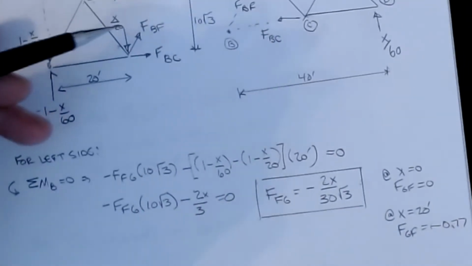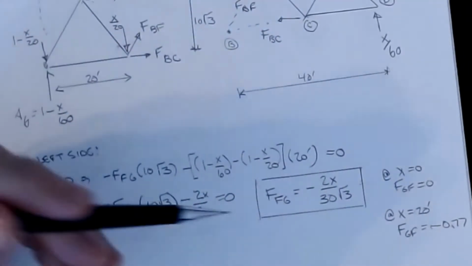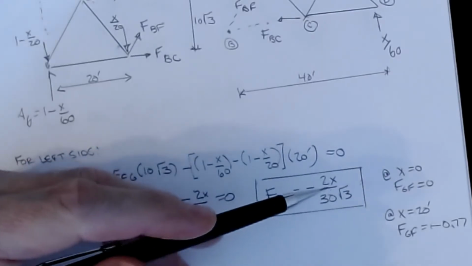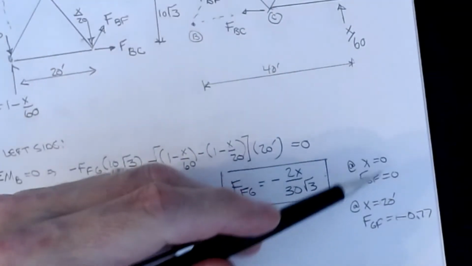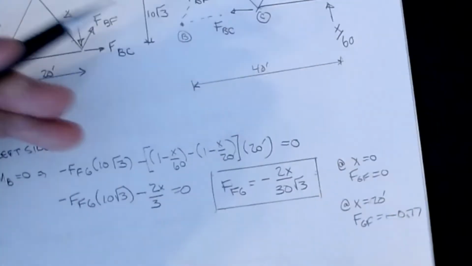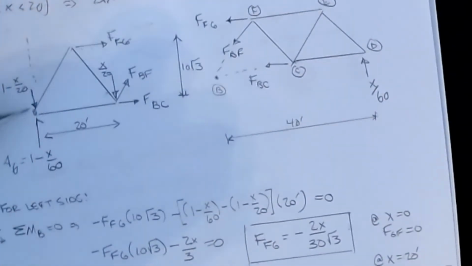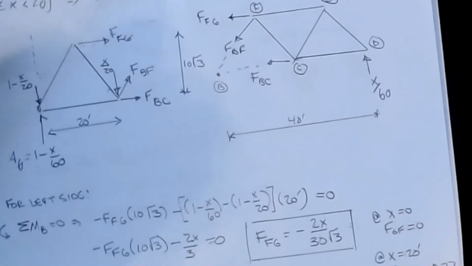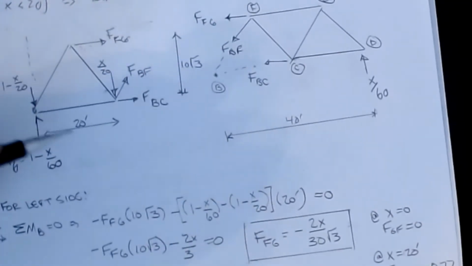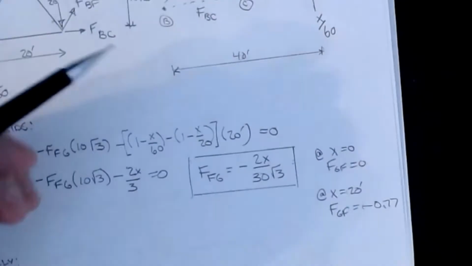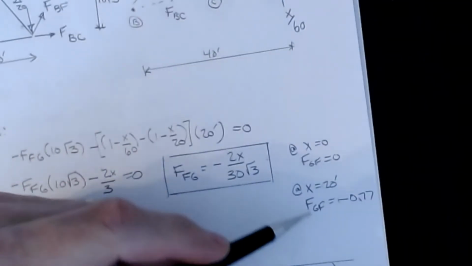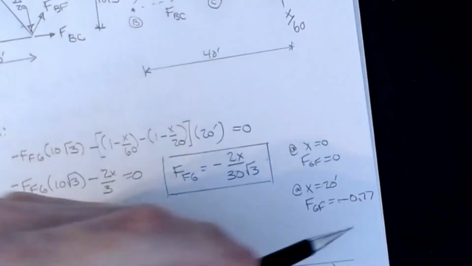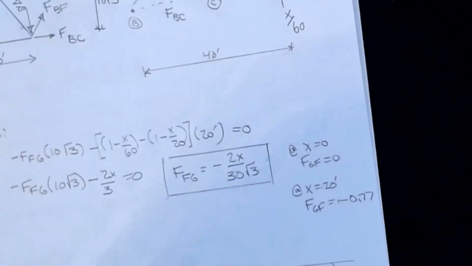And so we can see that for the first span in this interval, FFG is going to be minus 2 times x over 30 square root of 3. Which basically means that when x is 0, FFG is 0, and that should make sense, right? We're looking for a force here, but if my load is sitting at this point, all the load goes into the support, nothing shows up in this member. So that jives. And then the other case is if all the load is sitting here at 20, FFG, if I plug into this equation, then has a value of minus 0.77.